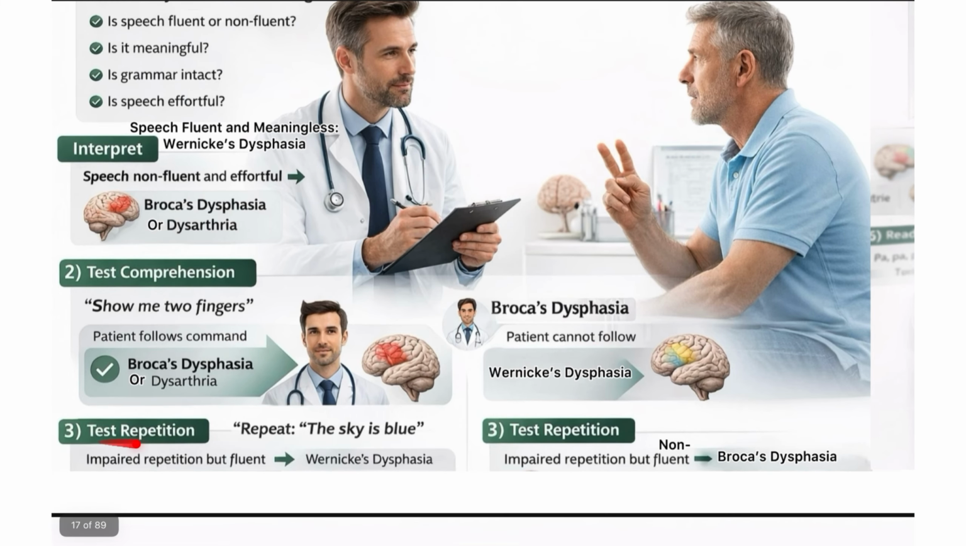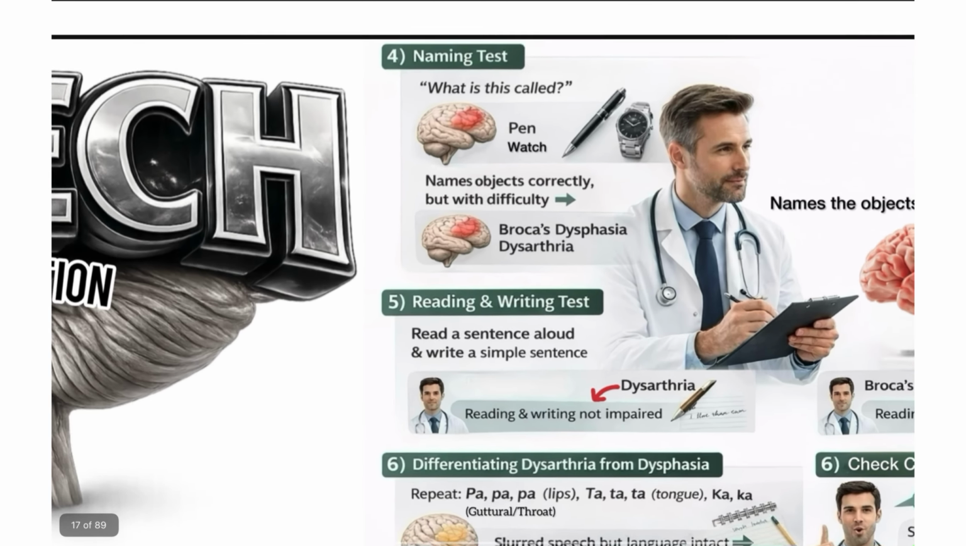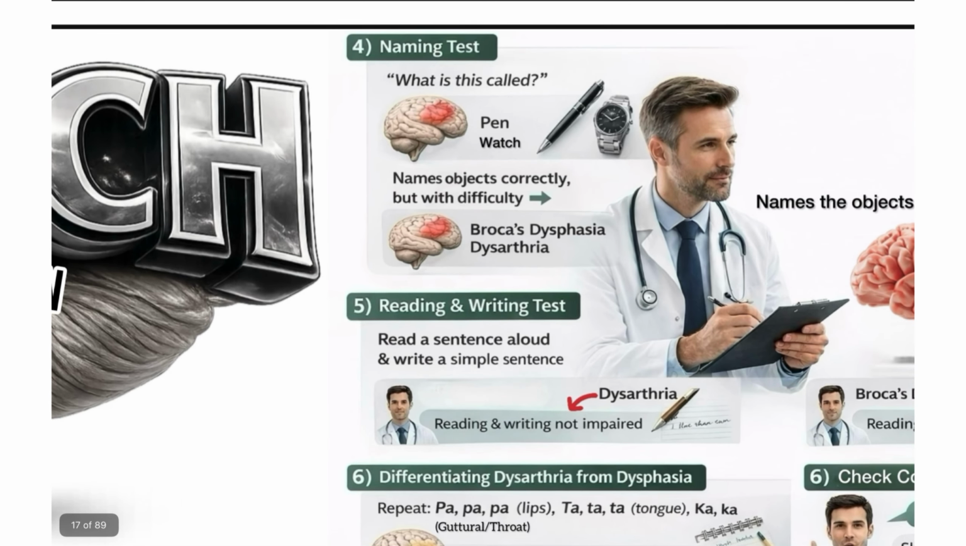Then test the repetition. Ask the patient to repeat a phrase or sentence like "the sky is blue." If there is impaired repetition but the speech is fluent, then it points towards Wernicke's dysphasia. If the patient has impaired repetition and the speech is also non-fluent, then it can indicate Broca's dysphasia. The fourth thing that you have to do is the naming test. Show a few objects to the patient like a watch or pen. Now ask the patient to name these objects.